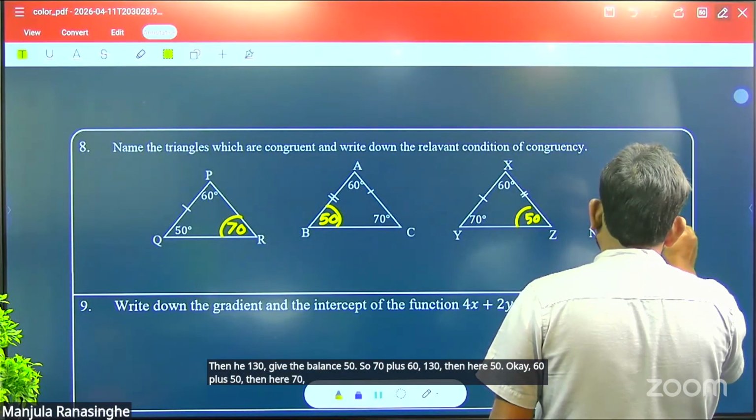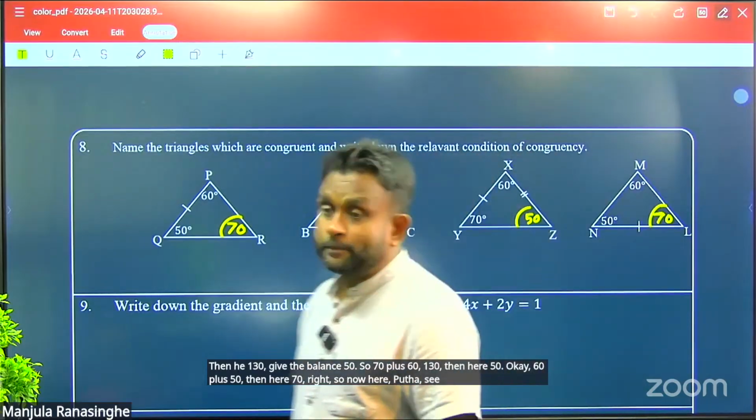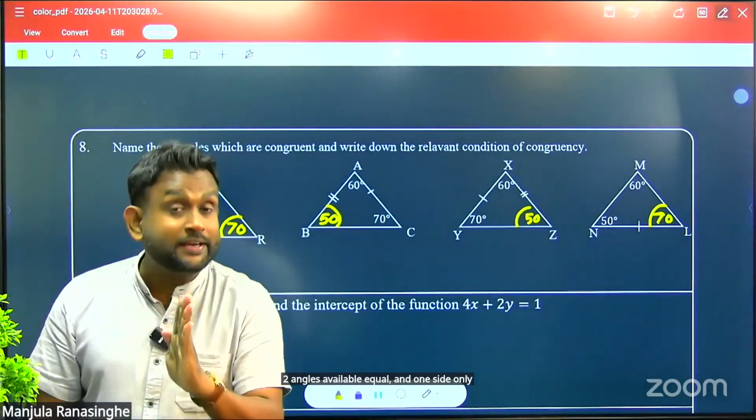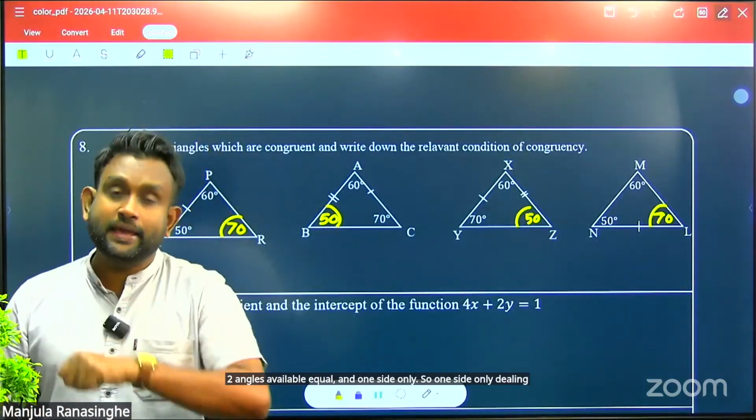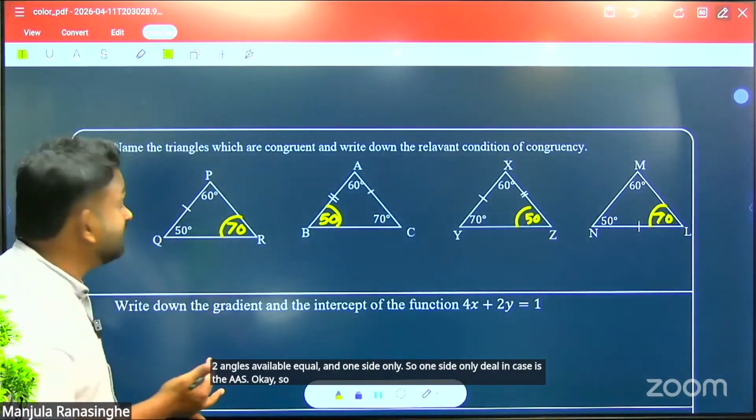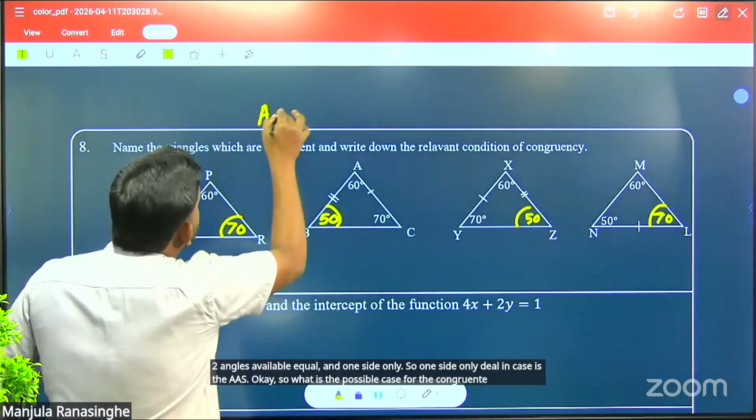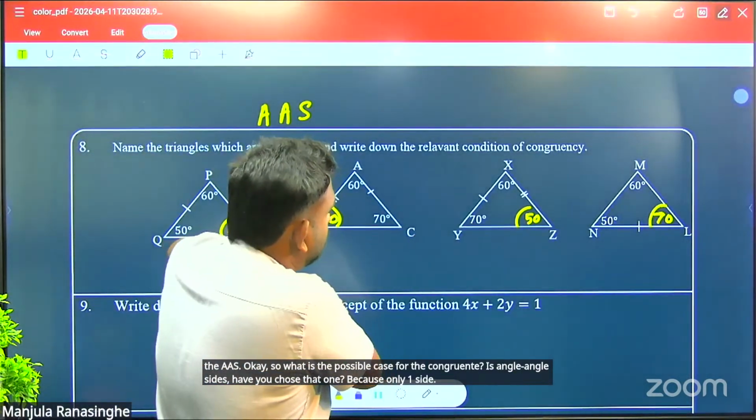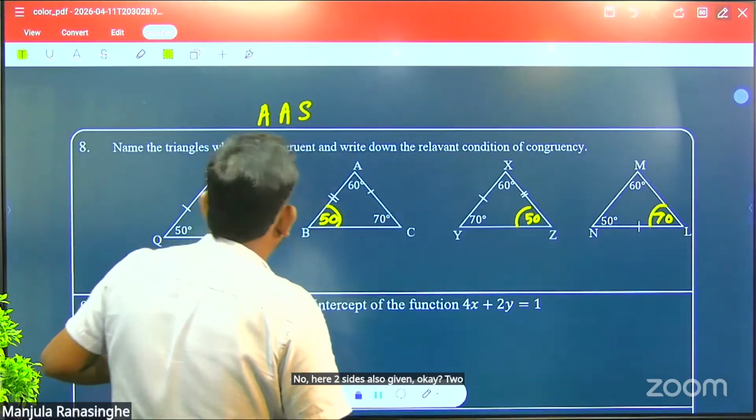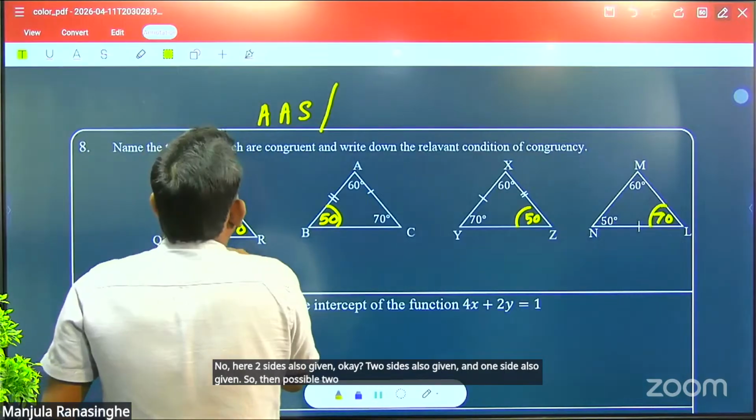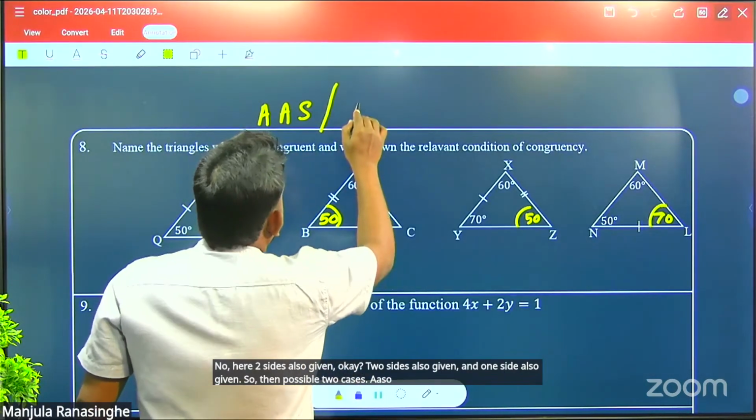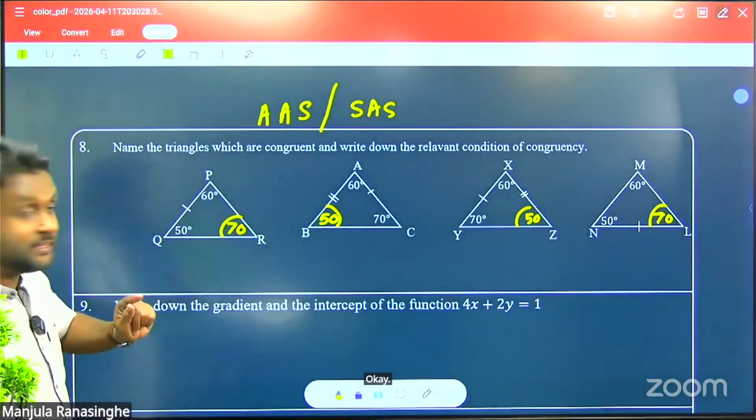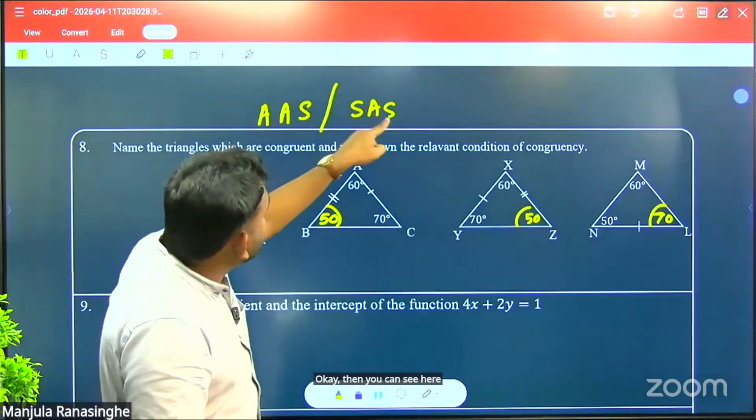Now here, two angles are equal and only one side is available. The case with one side only is AAS. So the possible case for congruency is angle-angle-side. Here two sides are also given, and one side is also given. So there are two possible cases, AAS or SAS, two sides and an angle given.